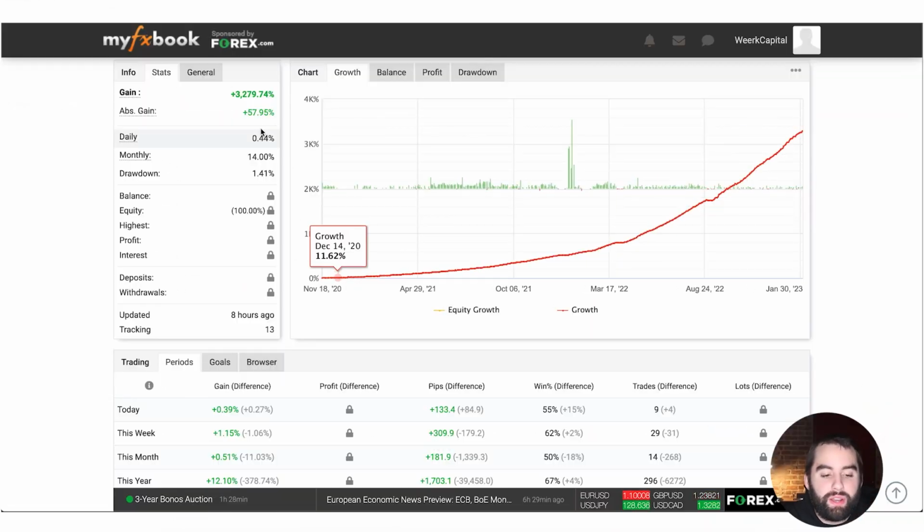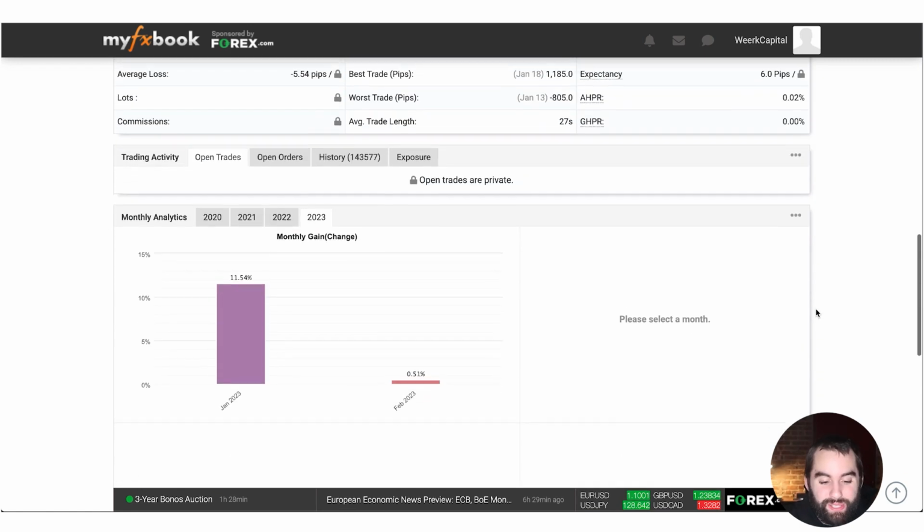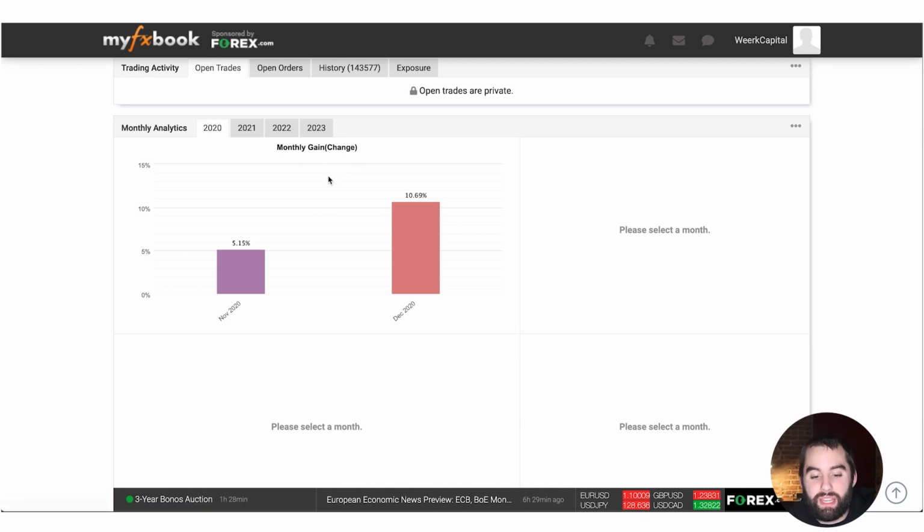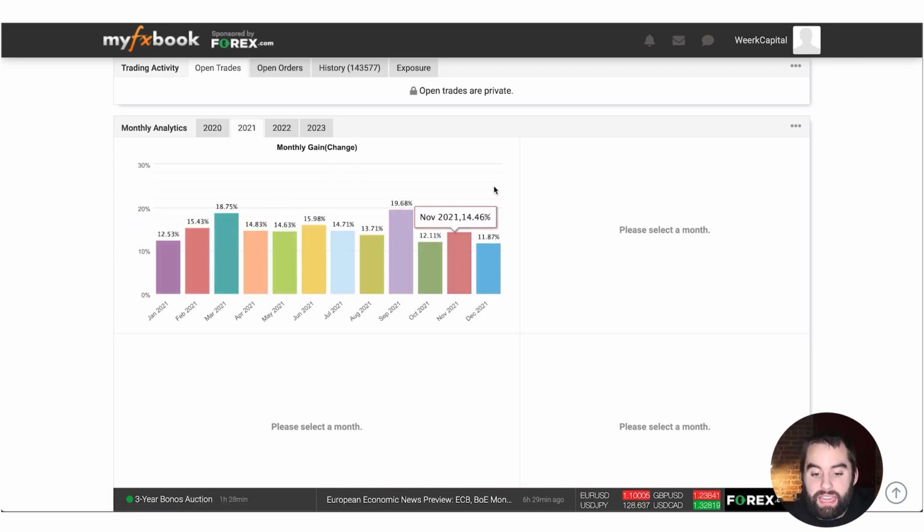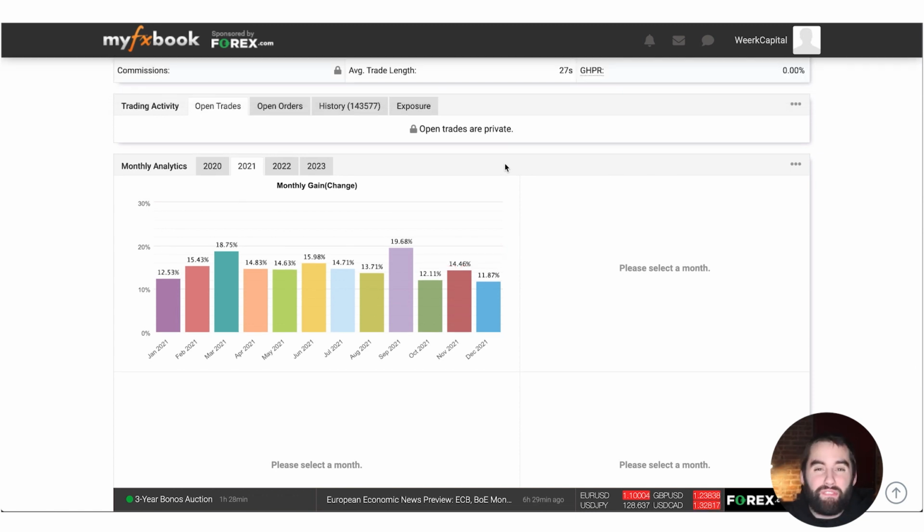You can see right over here, this particular account is up over 3,279% in the last 2 years. So this is just crazy. Just take a look at this. All right, in 2020, the algorithm started. 2021, going ahead and hitting a consistent overall 15% or so throughout the year consistently.